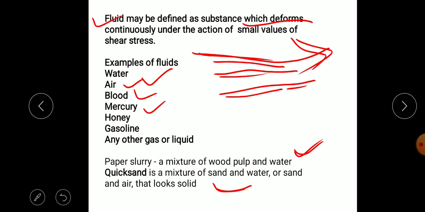So in fluid mechanics we have to consider them. The importance of the subject is that we are using different fluids such as water and air, and blood is circulating in our body. Again, petrol, diesel, and different gaseous fuels are used as fuel in IC engines, diesel and petrol engines. In aircraft also, fuel is used.